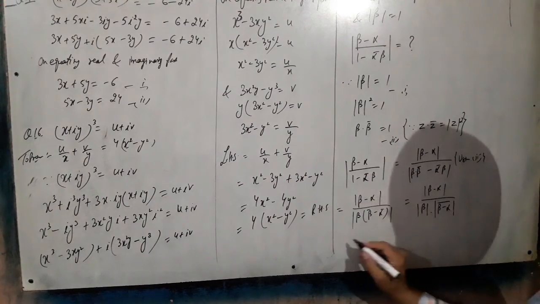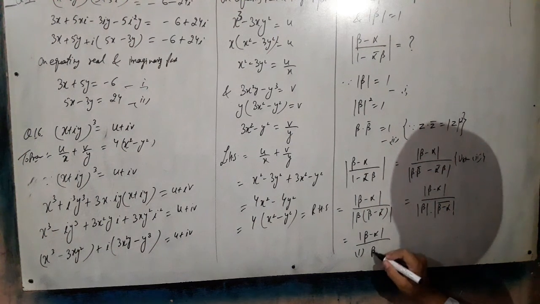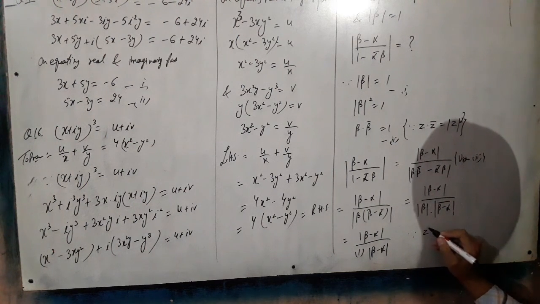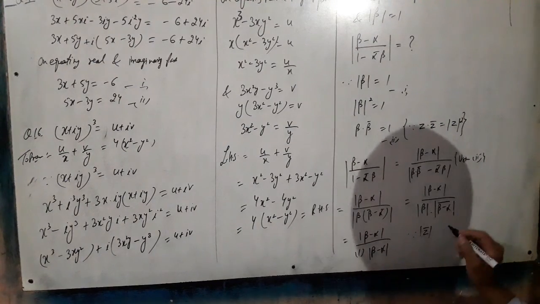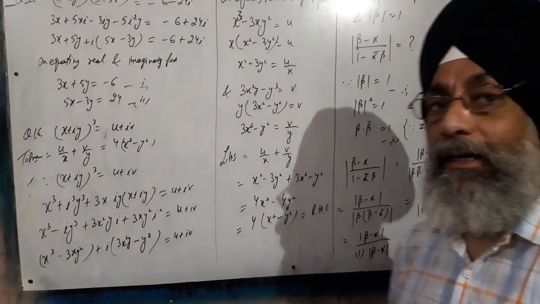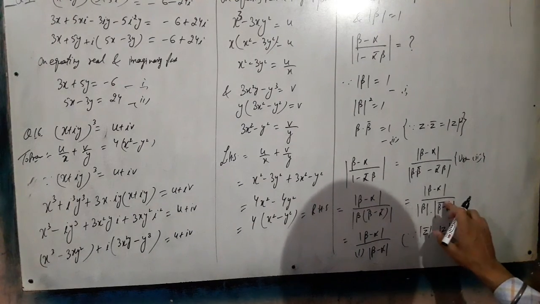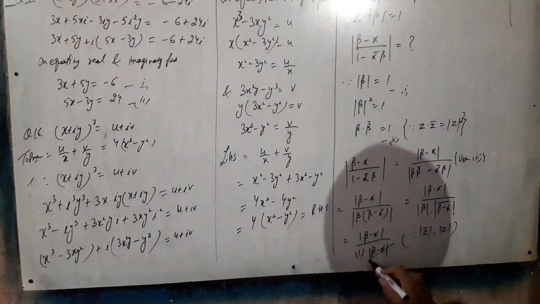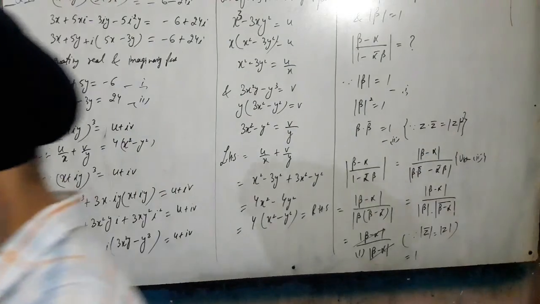Now the mod of beta is 1, and mod of beta minus alpha conjugate can be written as mod of beta minus alpha. Why? Since the modulus of the conjugate of a complex number is equal to the modulus of the complex number. Beta minus alpha is the complex number, so the modulus of its conjugate is equal to the modulus of the complex number. Now beta minus alpha gets cancelled here. The value is 1. Okay, see it for a minute.